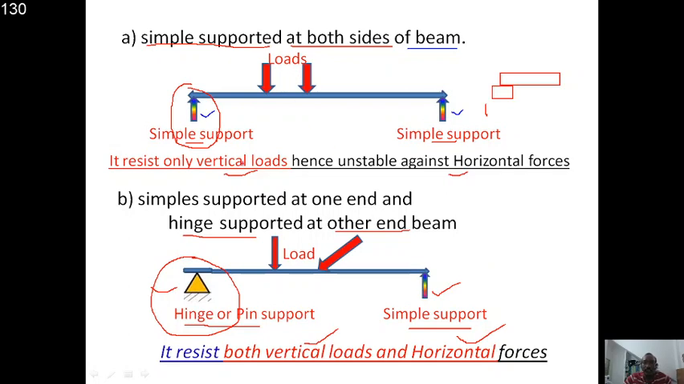In the case of two simple supports at the ends, it resists only vertical loads, but it is unstable against horizontal forces. So that is the difference between a simply supported beam having simple supports at both the ends, and a simply supported beam having one side hinge support and one side simple support. That is the major difference in the simply supported beam classification.